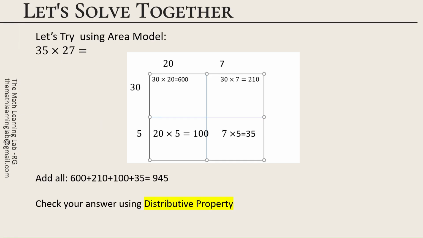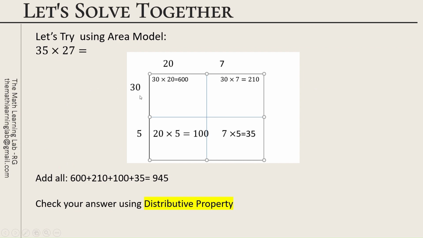Let's try another problem using the area model. 35 times 27. Just wondering how many rectangles you should make. So just four, because I decide to split 35 into two parts and 27 into two parts. So I have 2 times 2, which is 4 rectangles. 35 is 30 and 5. If you want, you can do 15 and 20, depending on your choice again. 27 is 20 and 7.